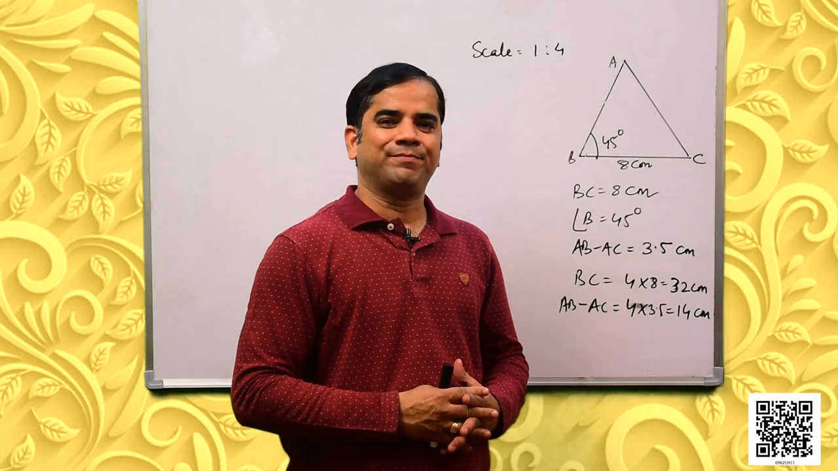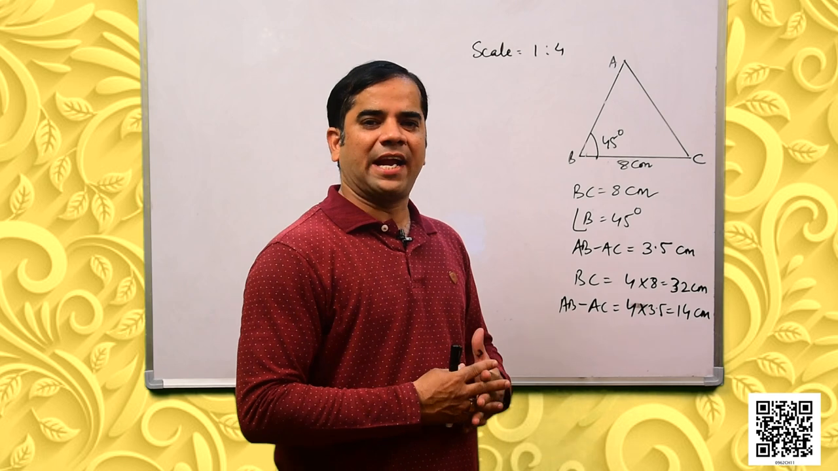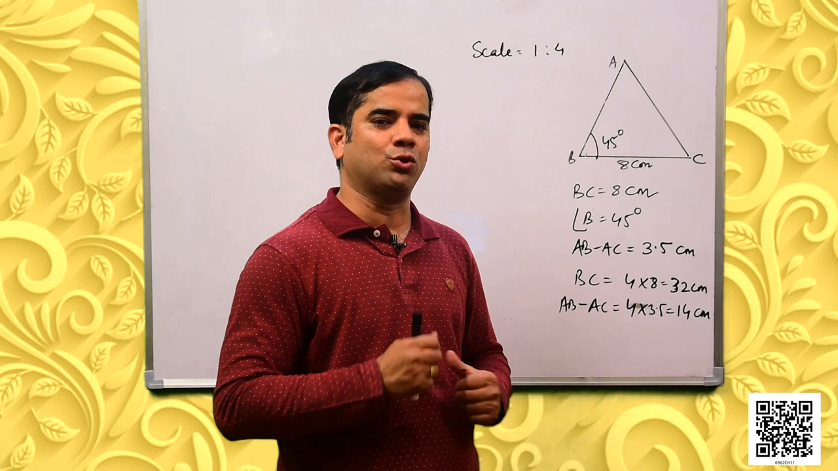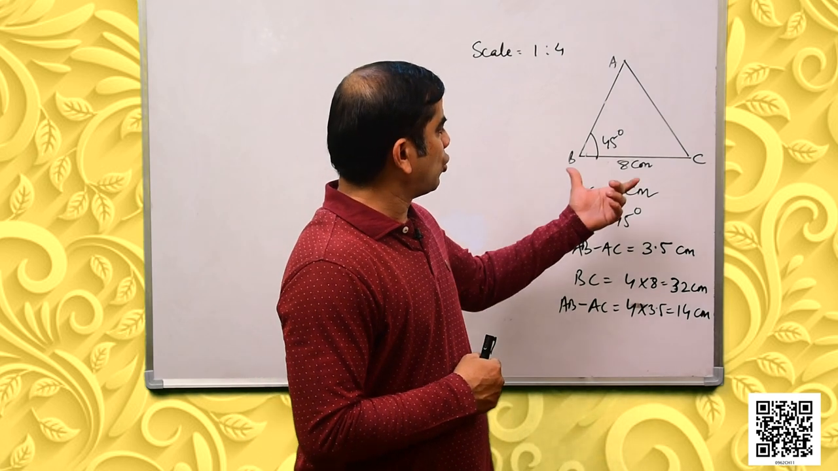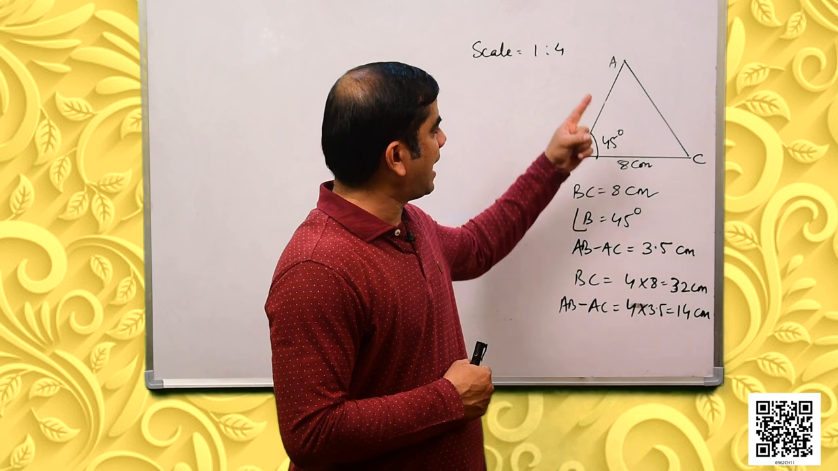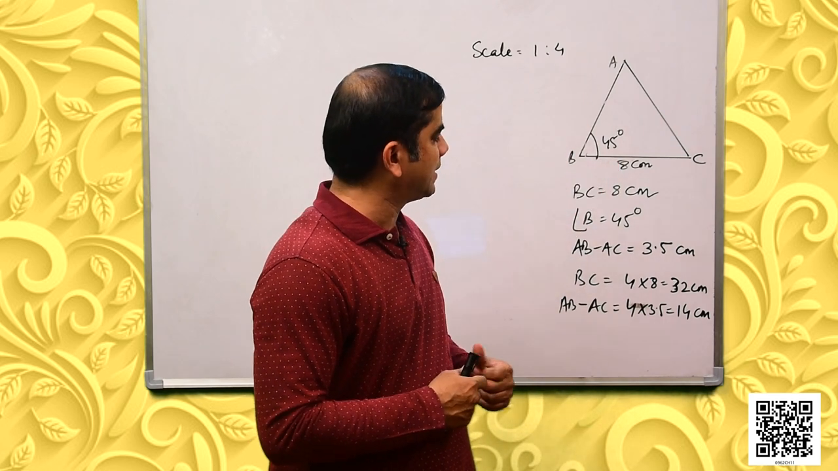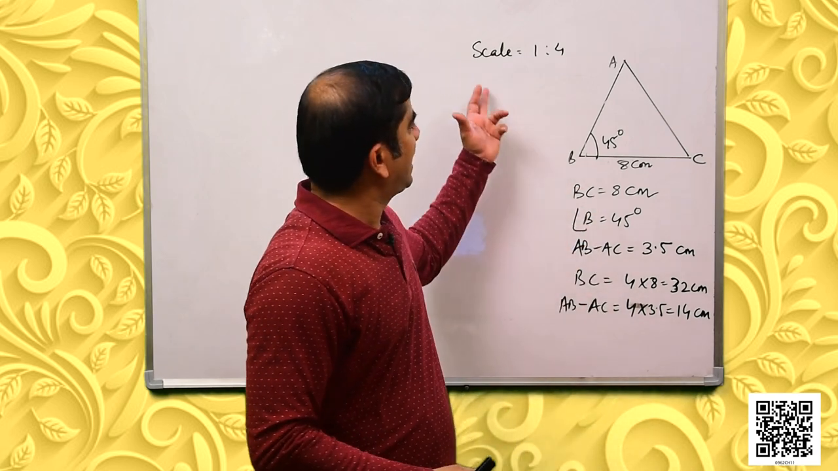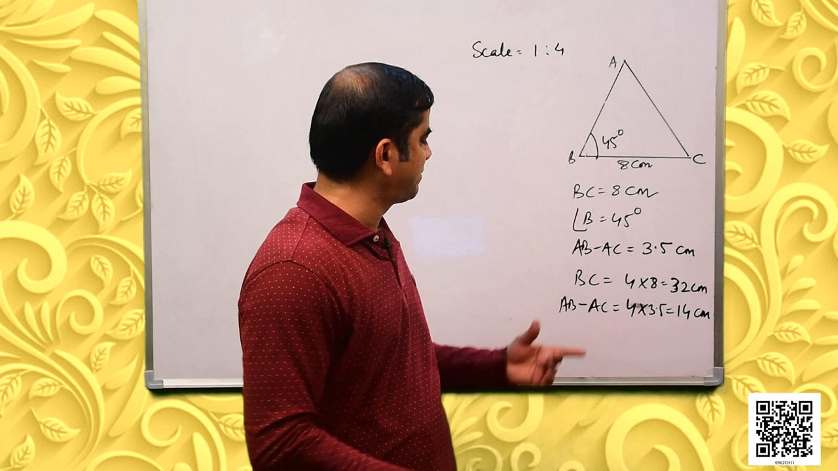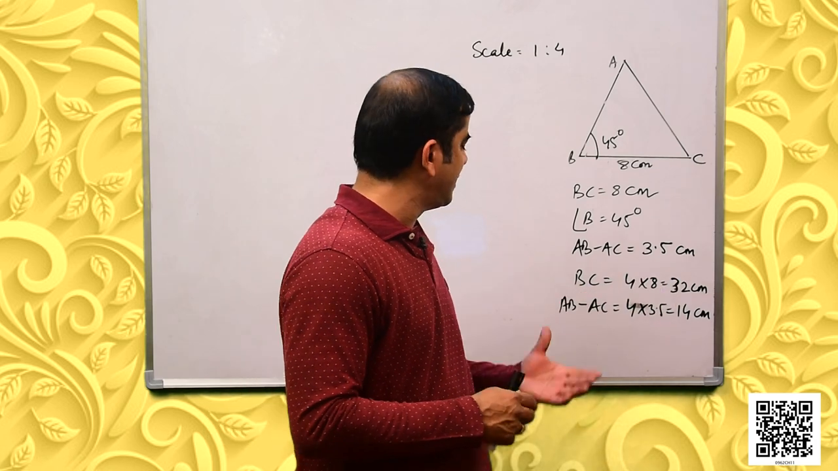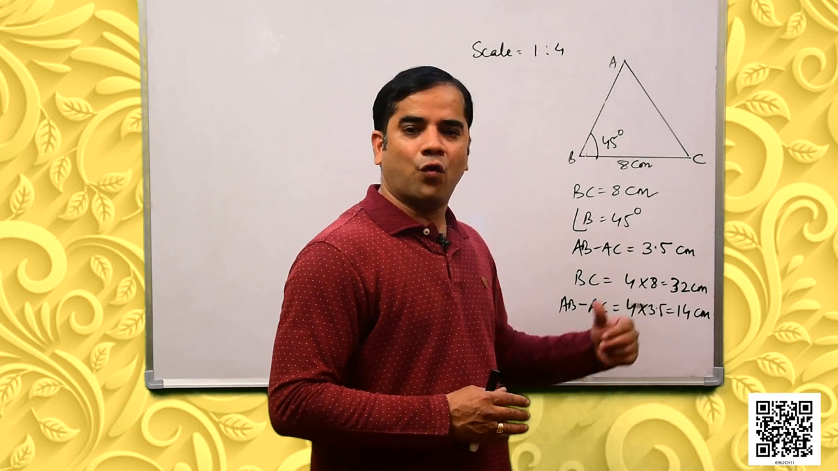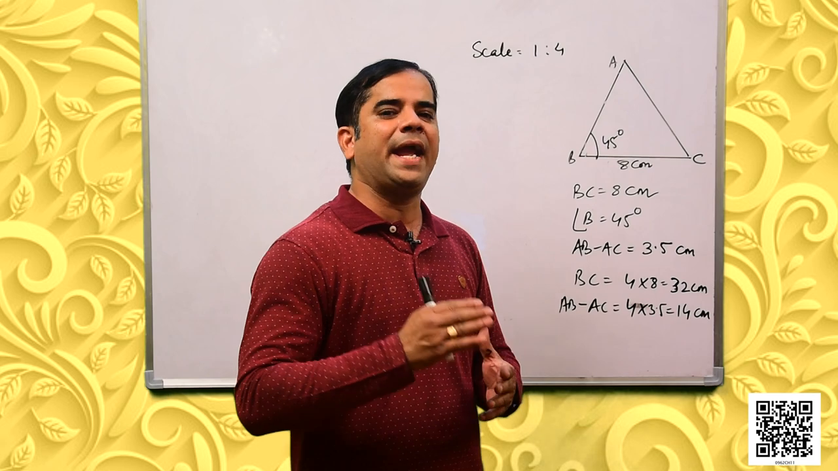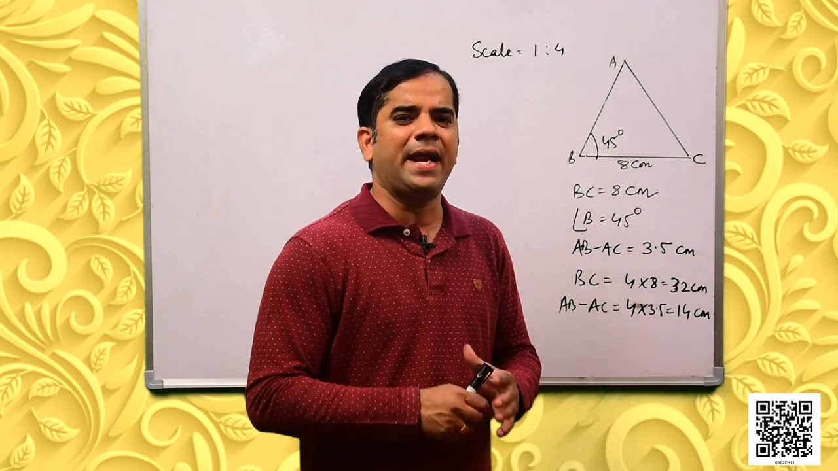Okay, students, I have drawn a rough diagram of triangle ABC as per the data given in question number 2 of exercise 11.2. So, given data is BC 8 cm and angle ABC is equal to 45 degree and AB minus AC is equal to 3.5 cm. I have taken the scale as 1:4. So, in my case, BC will be 4 × 8, that is 32 cm and AB minus AC is equal to 14 cm. So, for steps, we need to go for BX again. So, let us construct BX.